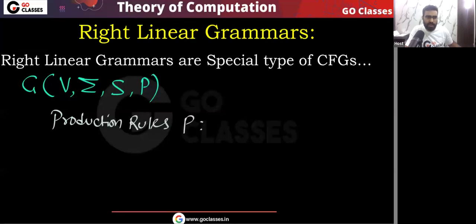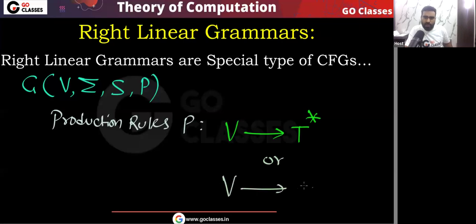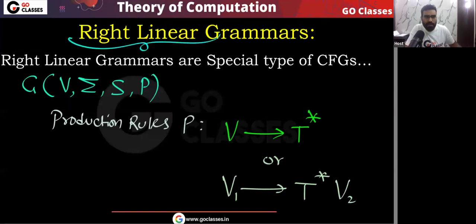So production rules P, let me tell you, every production rule will be like this. Either a single variable going to a sequence of terminals, or a single variable going to a sequence of terminals followed by a single variable. This is the simple idea. Remember, in the right linear grammar, the name itself is telling you this is right linear.